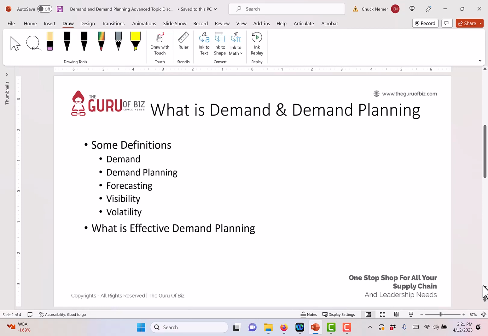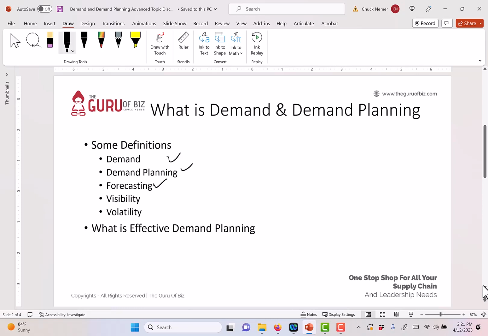planning. So demand basically refers to the quantity of a product or service that consumers are willing and able to purchase at any given price and time. Demand planning involves forecasting future demand for a product or service and developing a strategy to meet that demand while balancing supply. So those are our first two here.